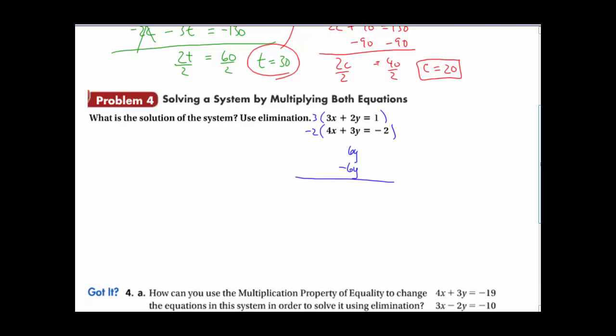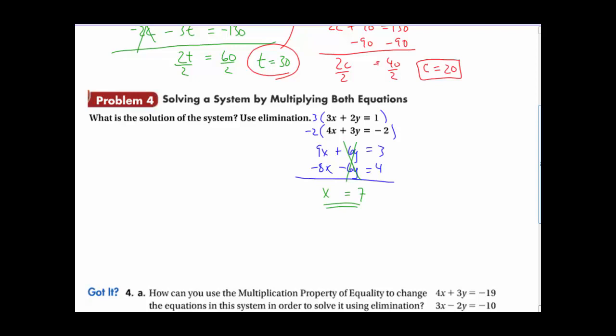By doing that, we get 9x plus 6y equals 3. And distributing the -2, we get -8x minus 6y equals +4. You should notice these 6y's are going to cancel. They give us 0. So by adding down, we get 9 minus 8, which gives us 1x, and 3 plus 4 gives us 7. So we just found one of our variables.